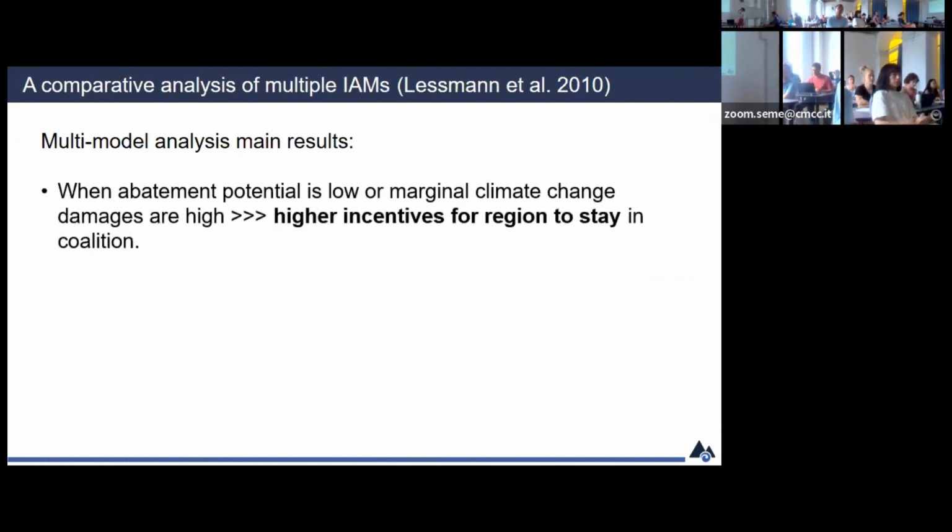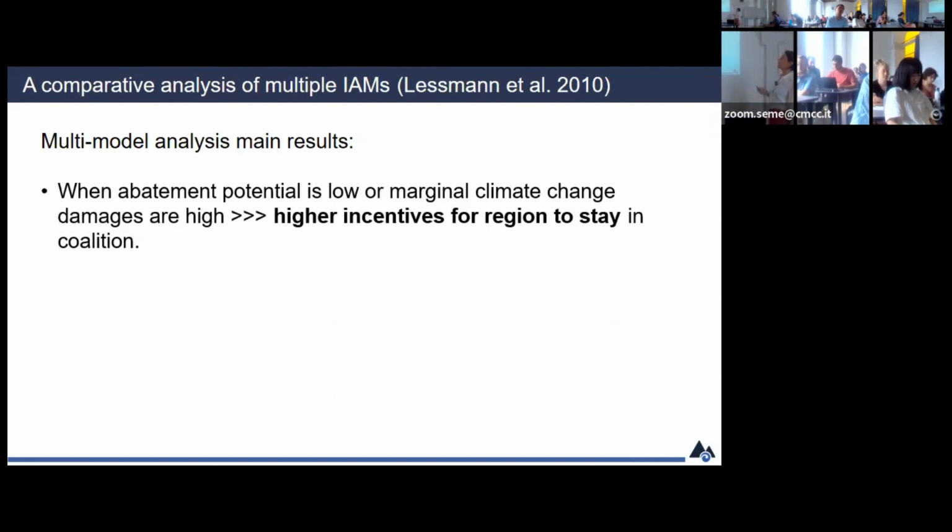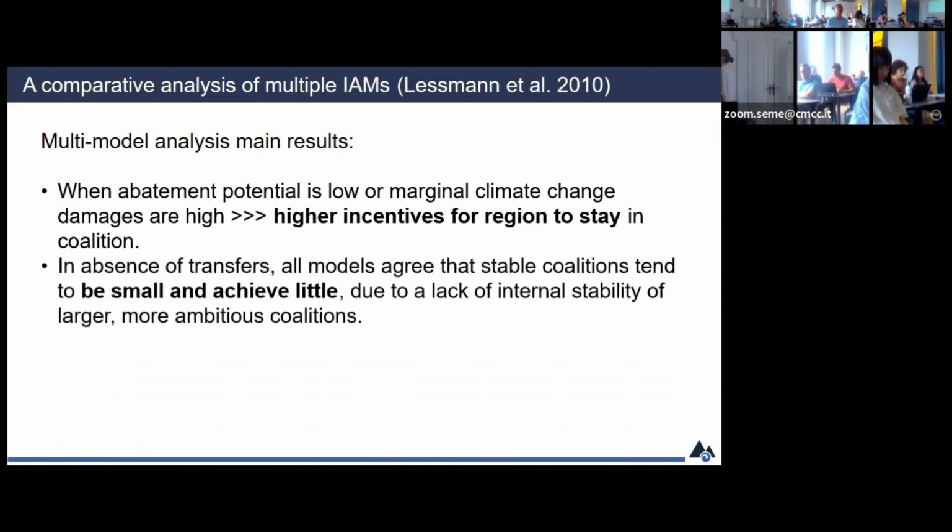Okay, so the multimodal analysis done by Lessman and others was taken in a lot of models and was performing all the coalition analysis possible, and they came out with the following robust results. When abatement potential is low or marginal climate damages are high, you have higher incentives for a region to stay in a coalition. So when they don't have to do much when they are in the coalition and they gain a lot from the coalition, then obviously they want to be in the coalition.